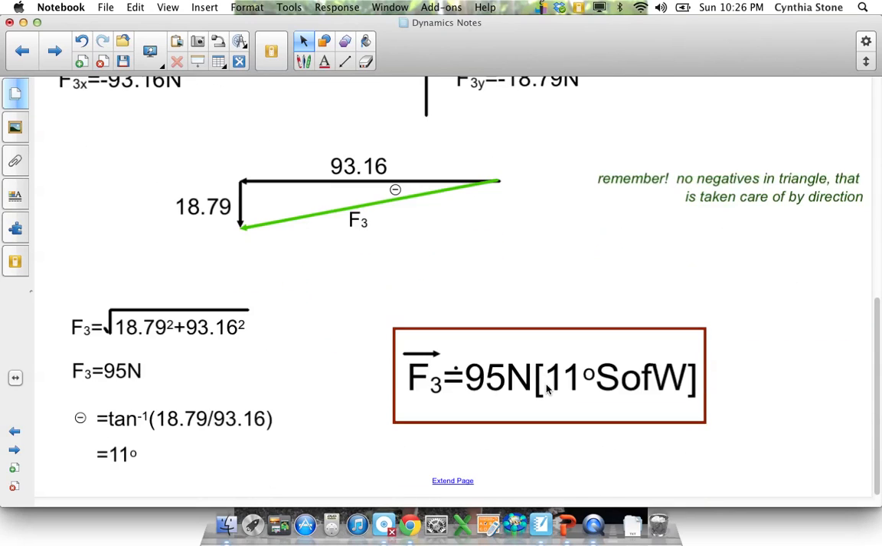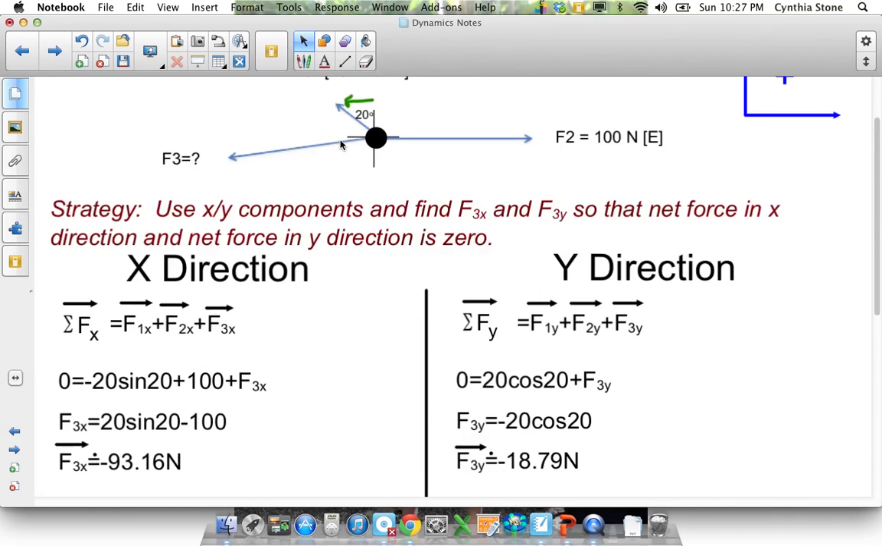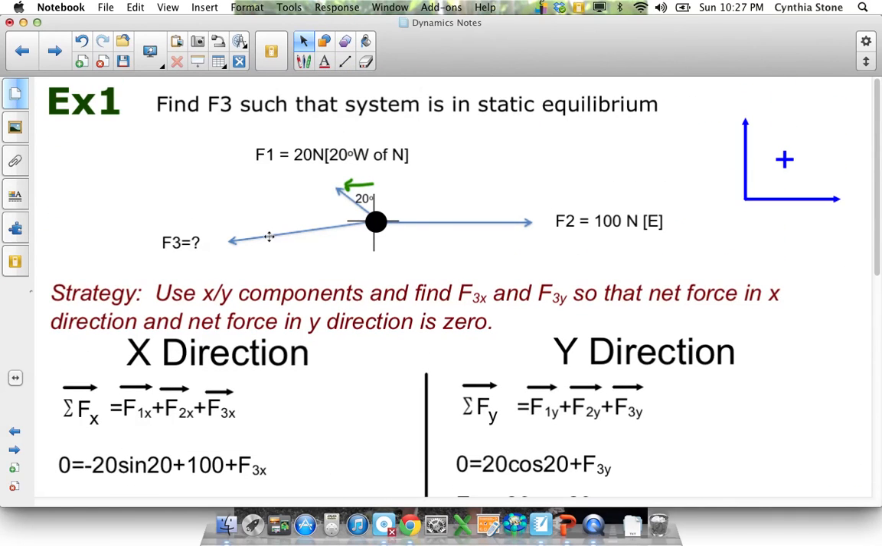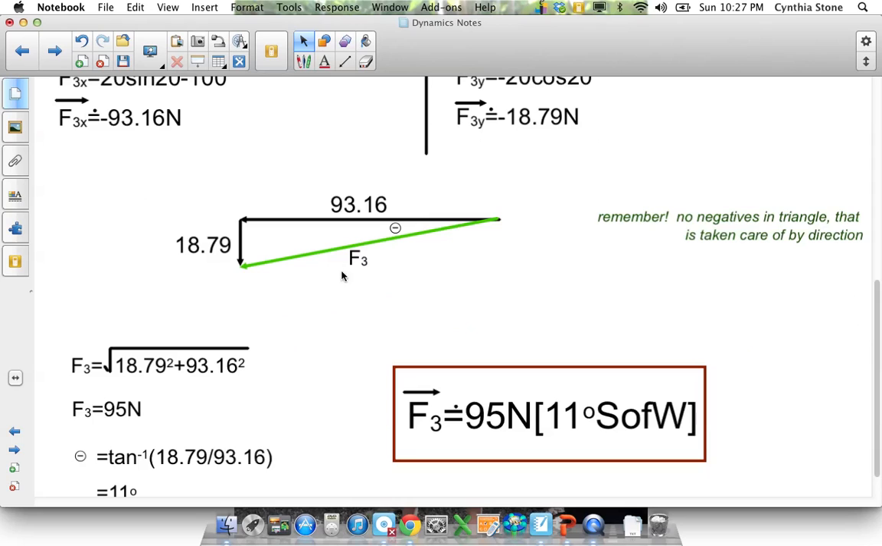And I'm going to solve for F3 using, this is just Pythagorean theorem, right? And find my angle using inverse tan. And that's my answer. And does it make sense? Well, if we look at it, you know, if this is 100, that looks like 95. I think it's almost the same size. And it looks like it's just a little bit south of west, right? And 11 degrees. So good answer.